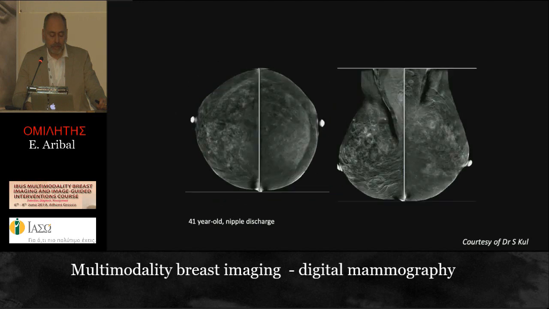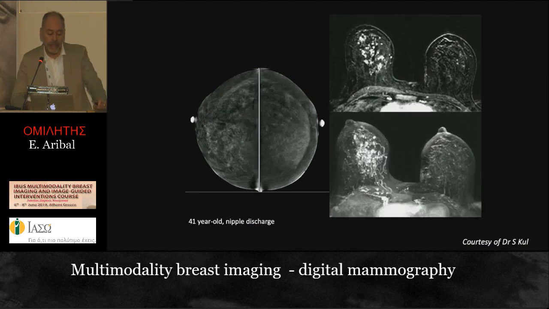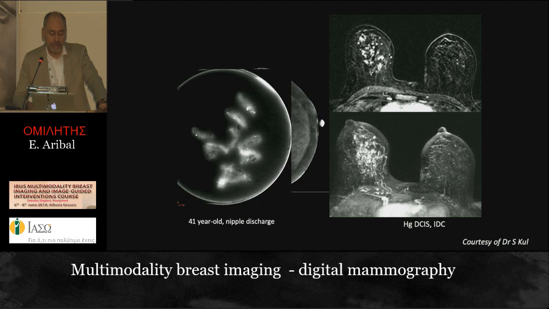Also, you can use it in problem solving, like in this case. You see a lot of lesions here, but on the mammogram, you don't see almost anything. And here is the MRI. It's comparable, but not quite, because MRI has slices, so it's not as evident as MRI, but when you compare it with the other breast, you can see a lot of multifocal lesions are there.